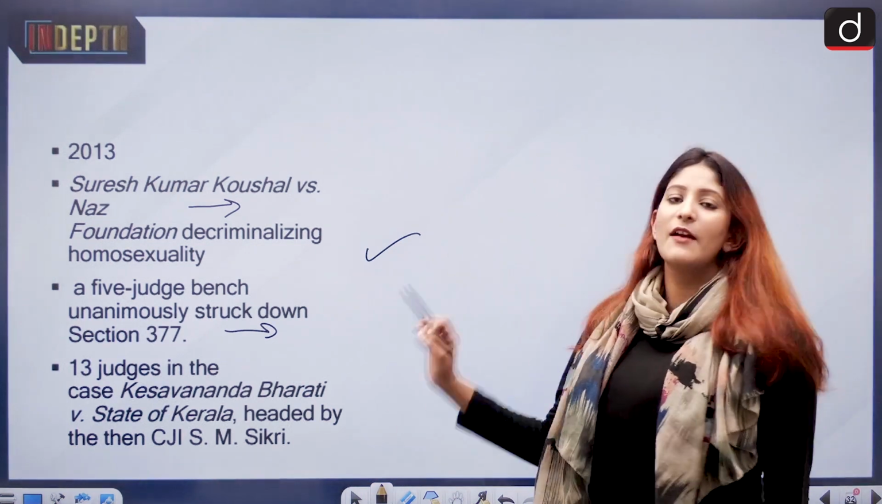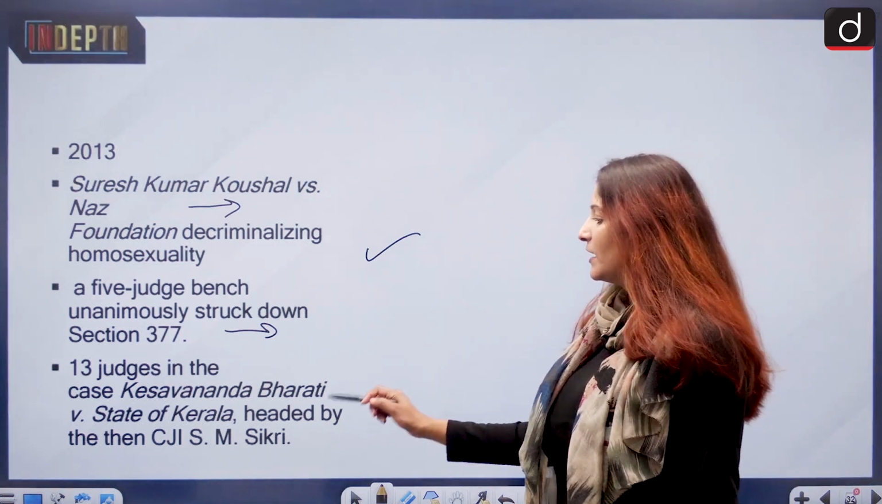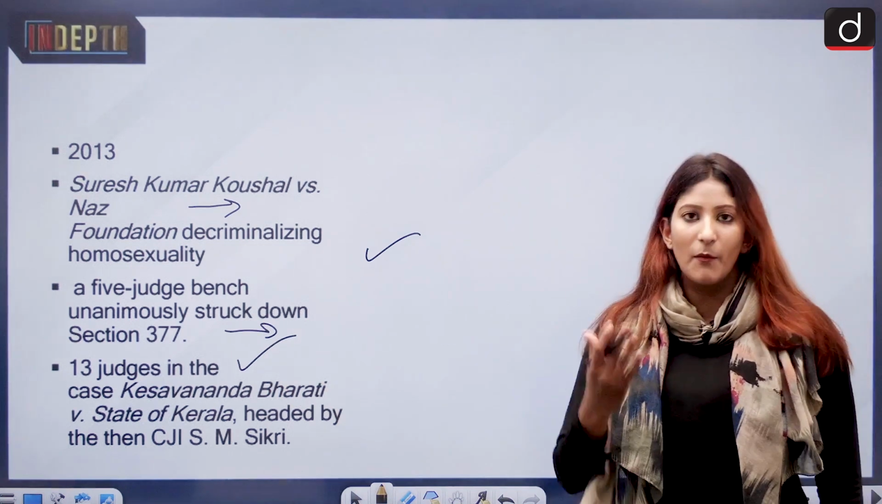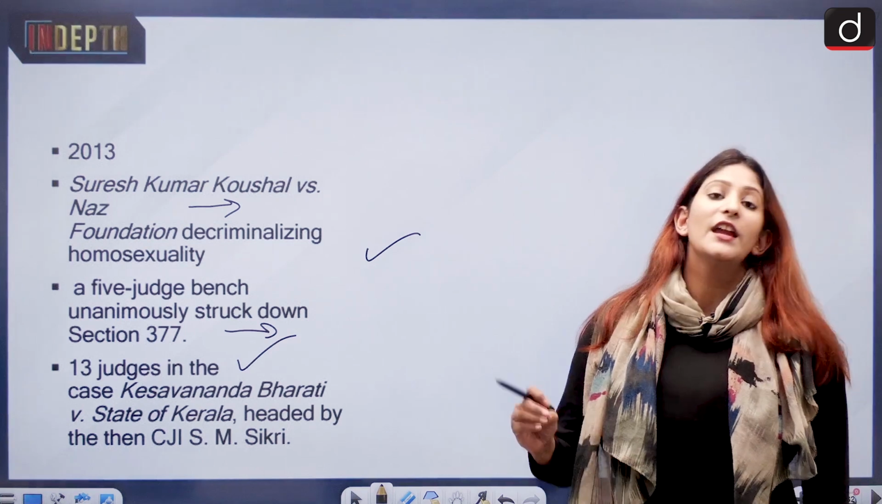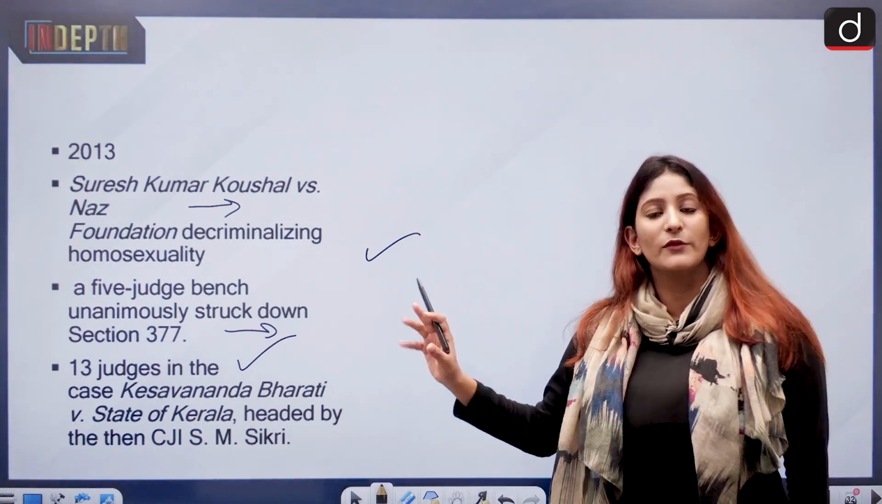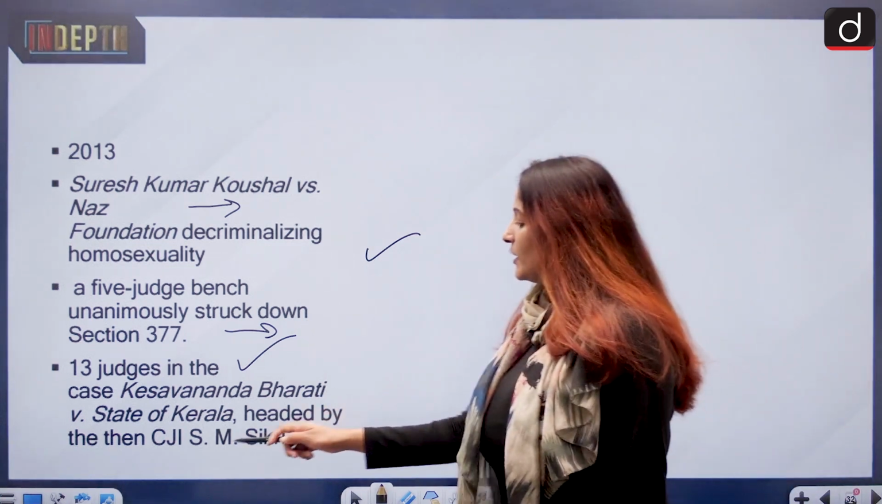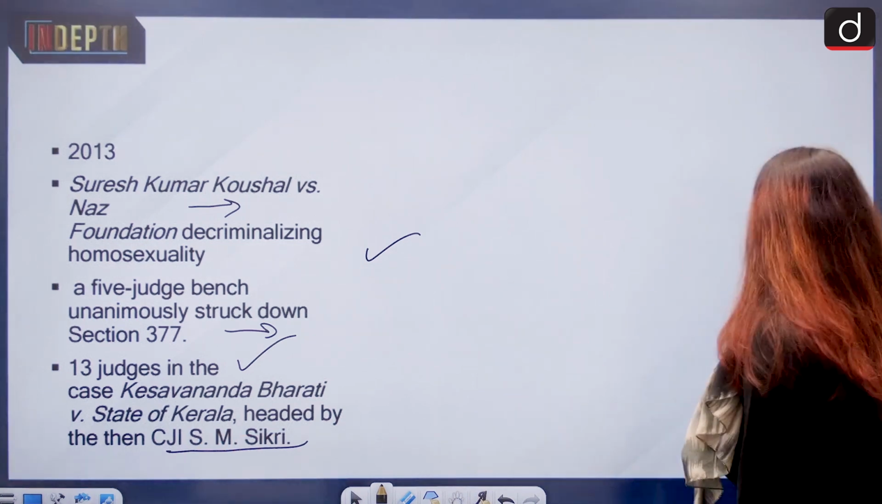The largest ever Constitution bench was formed in the Keshavananda Bharti case, and this was of 13 judges. Of course, the most important structure for the Constitution, that is the basic structure of the Constitution, it was upheld, or you can say created, in this particular judgment only, and then it was headed by the Chief Justice of India, S.M. Sikri. So these are the preliminary facts.